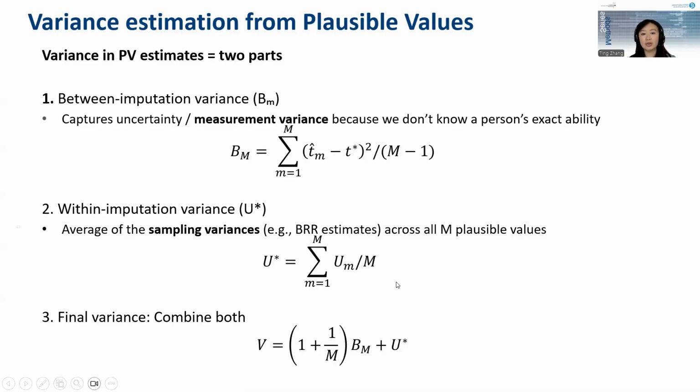Then at the final stage, we combine the measurement error, the imputation variance, with the sampling variance. Here's the variance we have to use in our plausible value analysis. And notice the measurement error, or the imputation variance, actually is adjusted using this term. And the red part is the sampling variance.